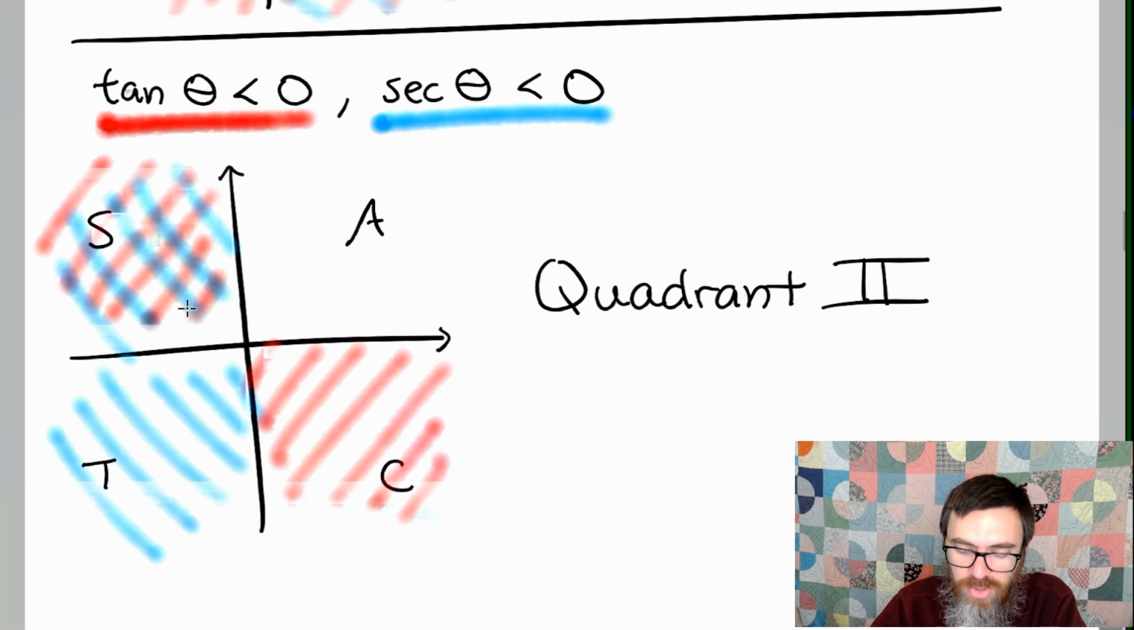So when you're in quadrant 2, tangent is going to be negative. Cosine will also be negative, which means that secant is going to be negative. All right, so next we want to look at the range for these trigonometric functions, and then we'll look at some additional identities. So stick around.